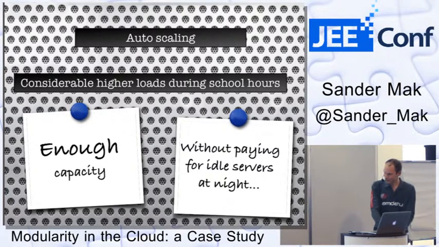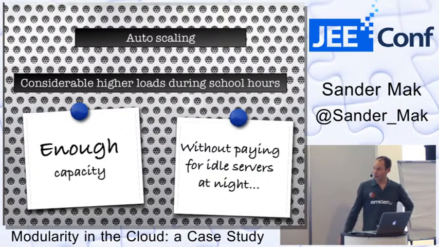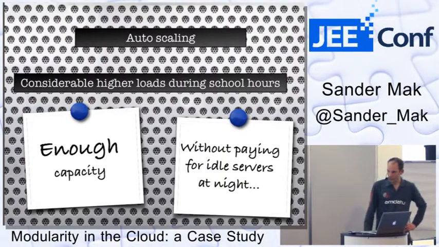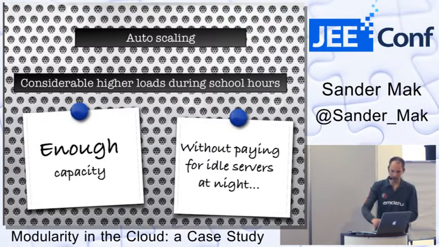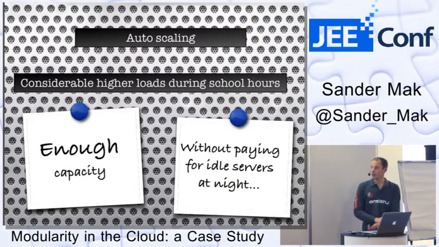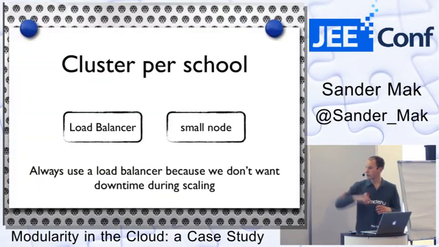Anyway, so you need to have enough capacity to handle the peaks and the daily load from say 8 a.m. to 4 or 5 p.m. But on the other hand, we don't want to pay for idling servers after that. So how do we achieve this using autoscaling? Well, like I said, we have this cluster in a school, and when the day starts and during the night, this load balancer is still there. But we only have one single small node from Amazon behind it.